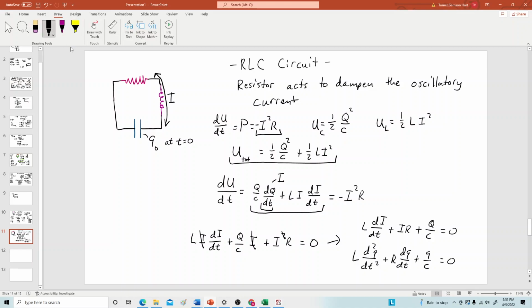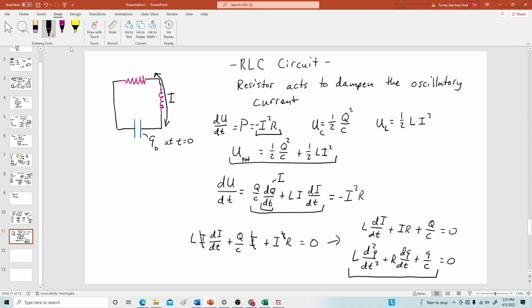Q over C equals 0. And this is a second order linear differential equation. This is a simple harmonic equation except for the middle term. So the middle term is a damping term. Okay. Now, there are multiple cases.